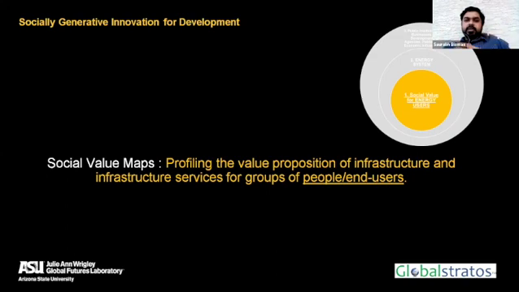Of course, that can be replaced by any other infrastructure or infrastructure service like water, sanitation, any economic activity, manufacturing, production, any sort of infrastructure can be correlated to the value proposition it can create potentially for its end users and recipients, and a social value map can be drawn out.